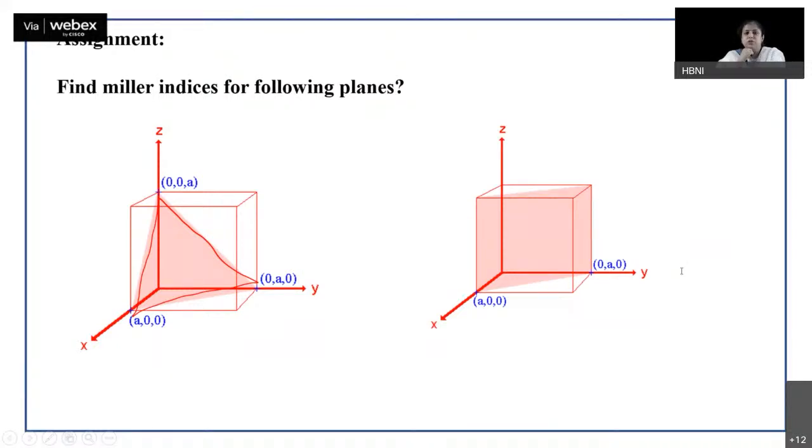Yes, Gunjan has written 111 and she's perfectly correct. I hope all of you have also understood why it is 111. This is because it is making an intercept of 1 on the x-axis, an intercept of 1 on the y-axis and an intercept of 1 on the z-axis. So what you have is 1, 1, 1 and the next step is that we have to take the reciprocal of this, which is again 1, 1, 1, and so we can denote the Miller indices by this. Similarly for the next set of planes, can we go to the chat box again?